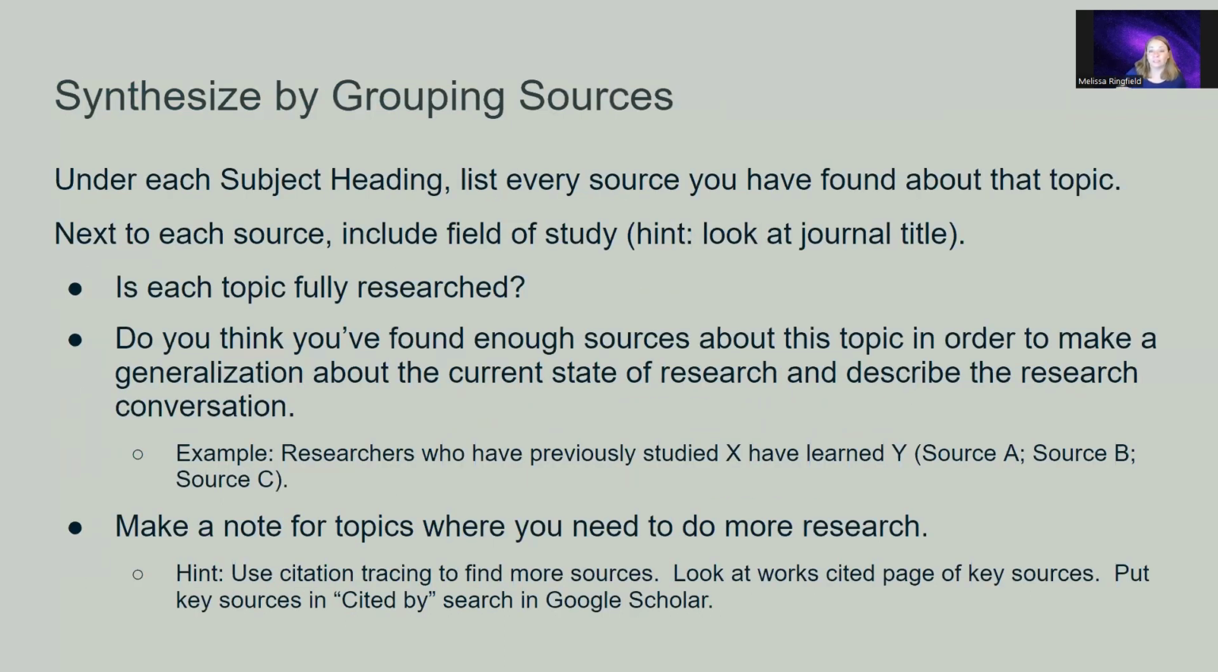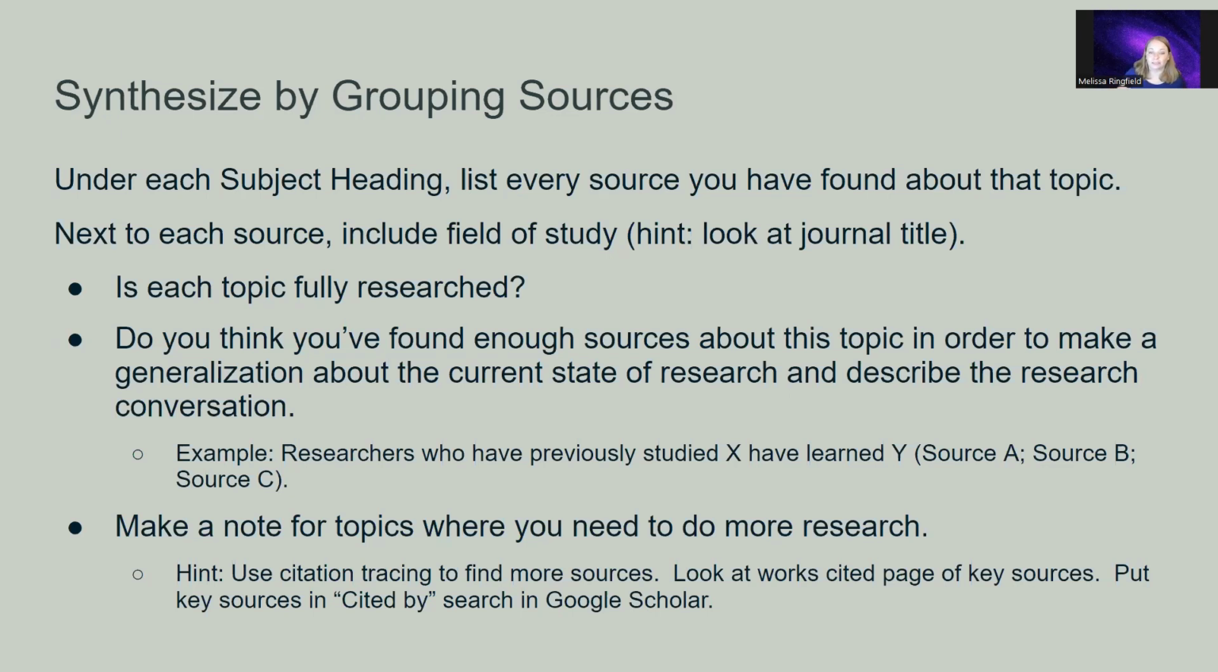Once you have a list of subject headings, use that to synthesize by grouping sources under relevant subjects. Under each subject heading, just list each source that you found about that topic. Next to each source, include the field of study. Hint, look at the journal title for this. For example, journals are usually titled something like the Journal of Adolescent Psychology. So the field of study is adolescent psychology or just psychology.